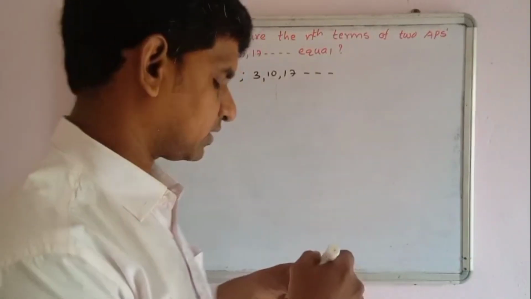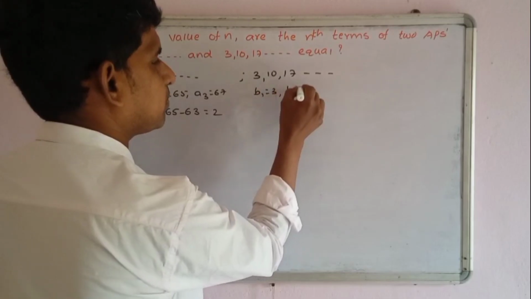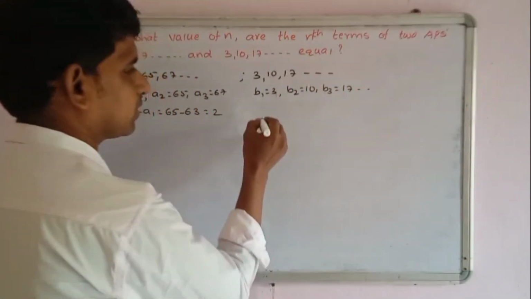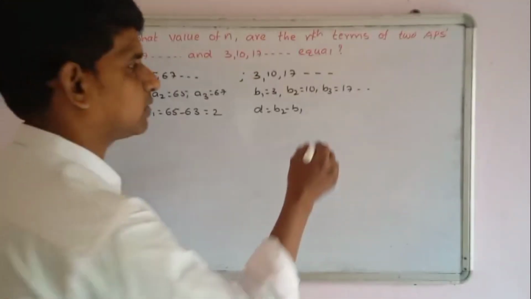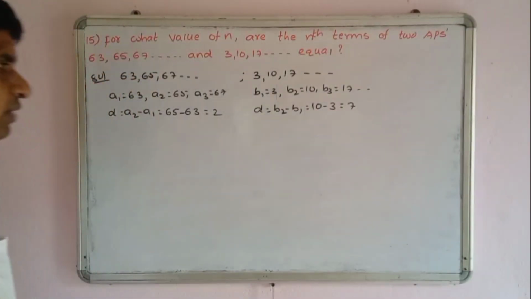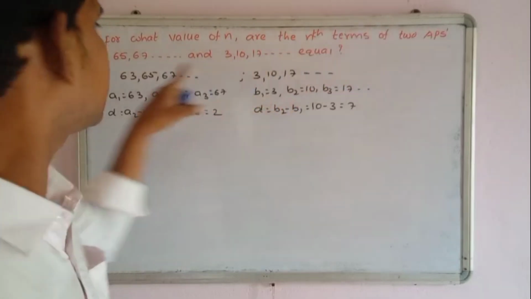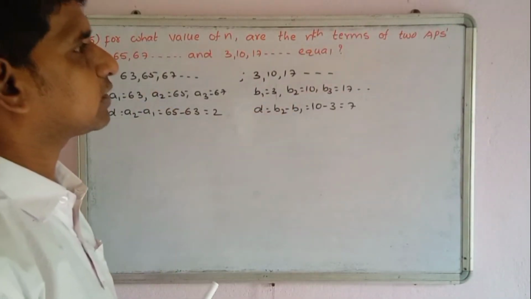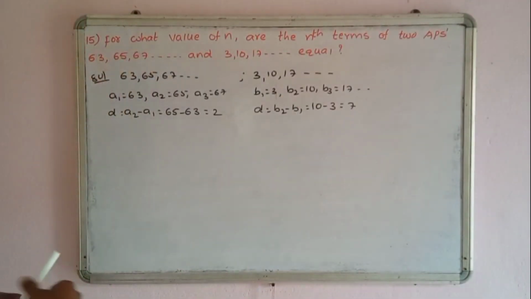Here also find the common difference. Let us say these terms b1 equals 3, b2 equals 10, b3 equals 17 and so on. Here also the common difference is b2 minus b1. So 10 minus 3, that is 7. Okay. Here one condition is there. All the nth terms of two APs are equal. So for what value of n are the nth terms of the two APs equal?